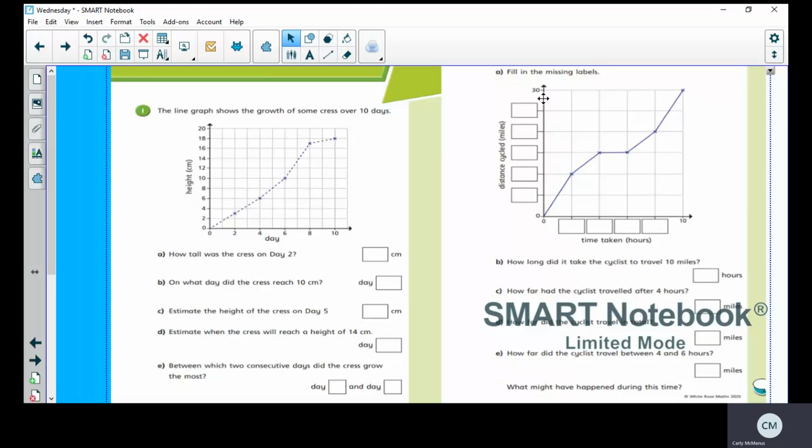This is from 0 to 30. So try, is it going to go up in 1s? Is it going to go up in 2s?